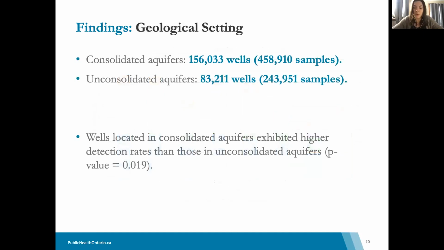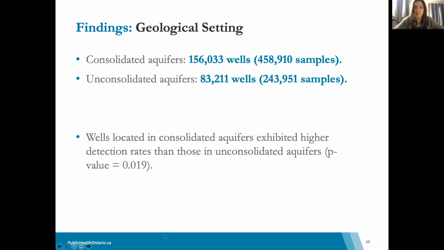Using data from the Well Water Information System, which is maintained by the Ministry of the Environment, Conservation and Parks, as well as Ontario Geological Survey data, I separated the wells into consolidated and unconsolidated aquifers. Consolidated was denoted as having a bedrock present, so limestone, sandstone, shale, or granite, and unconsolidated aquifers had no bedrock present in the formation material and consisted of clay or other loose materials such as gravel. Over half of the wells present in the data set were located in consolidated aquifers.